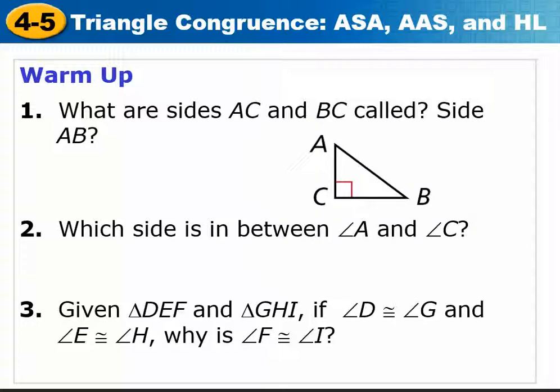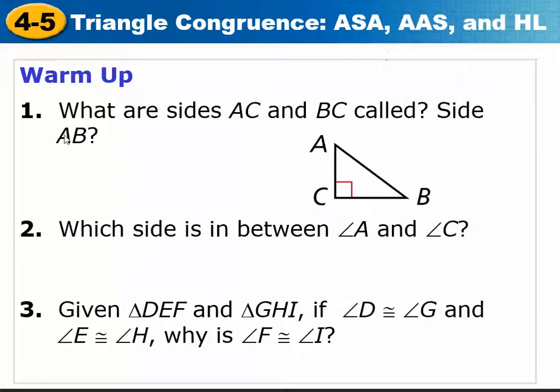We are going to continue learning about ways to show that you have two congruent triangles. This is Chapter 4, Section 5. Today we're going to look at angle-side-angle, angle-angle-side, and a special one called HL, hypotenuse-leg, that only works for right triangles. It's really just a special version of angle-side-angle.